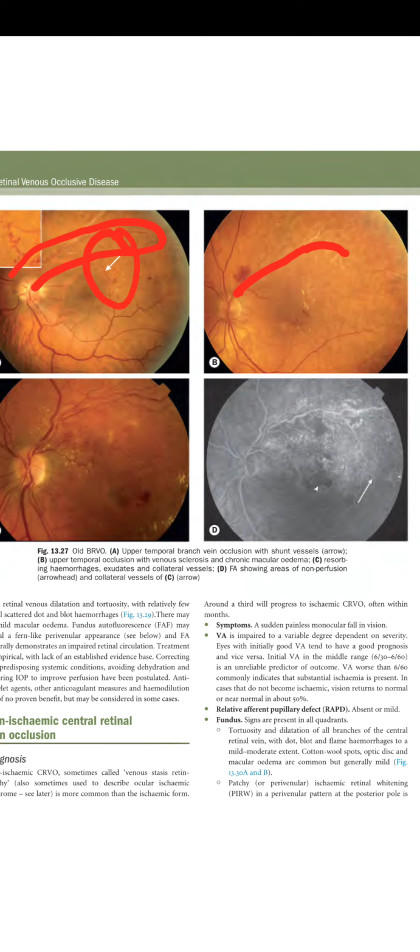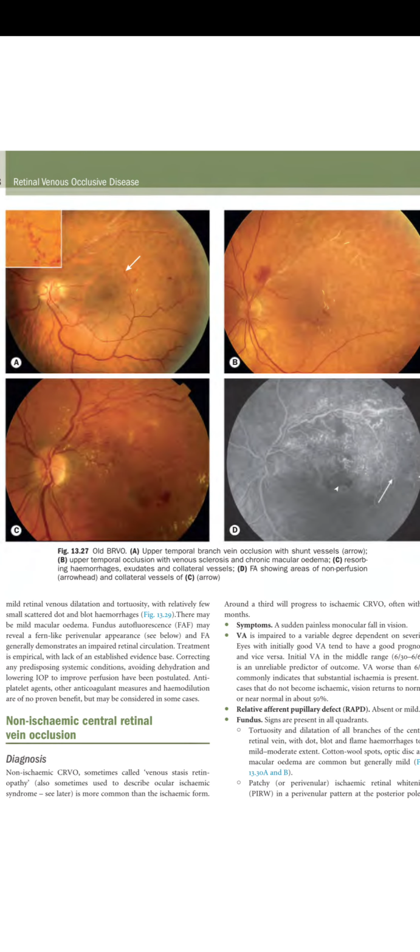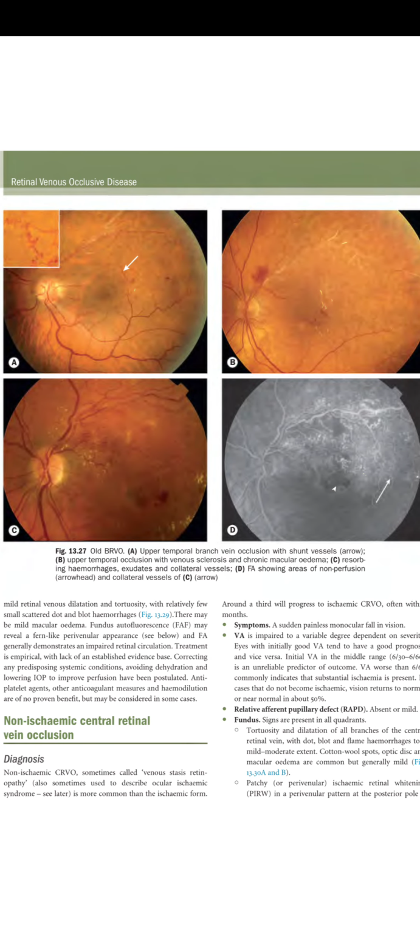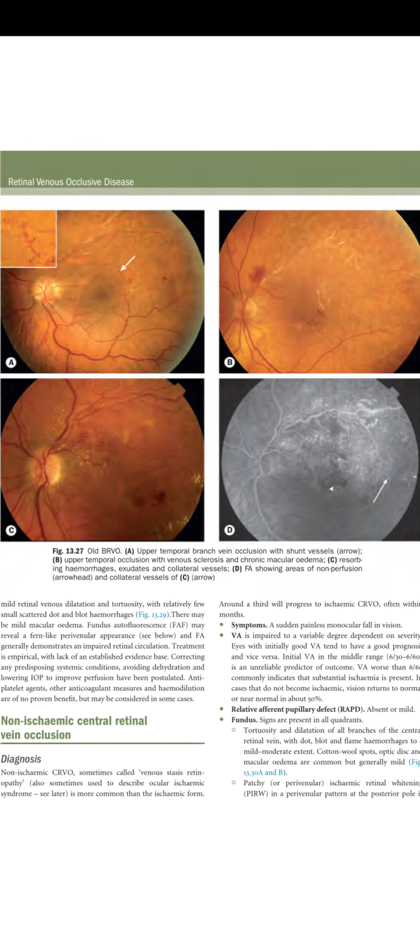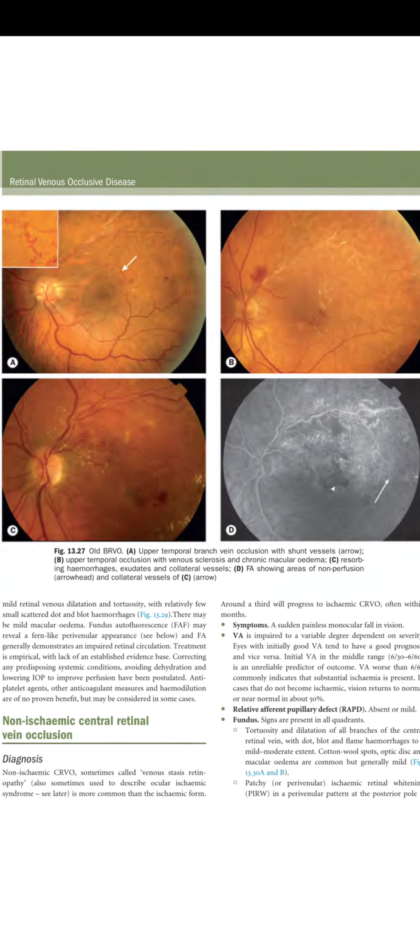B is showing an upper temporal occlusion with venous sclerosis and a chronic macular edema. C is showing reabsorbing hemorrhage and exudates and collateral vessels. D to F is showing areas of non-perfusion and collateral vessels.